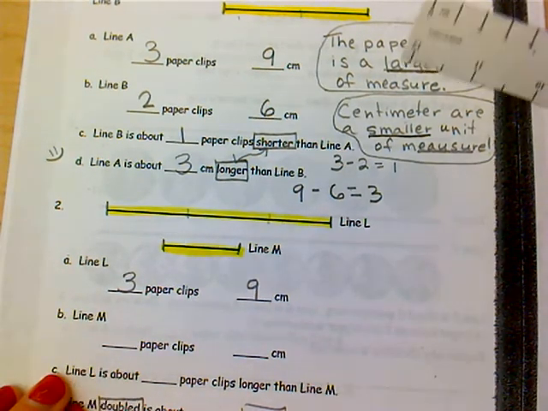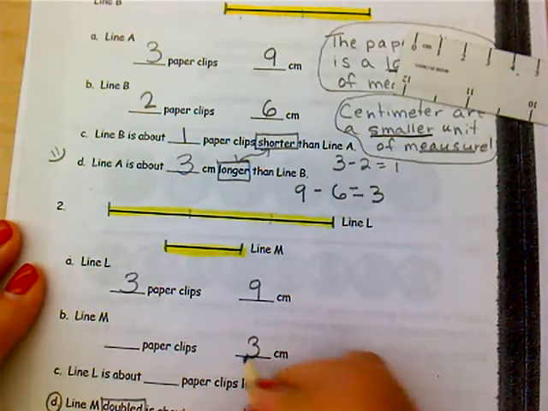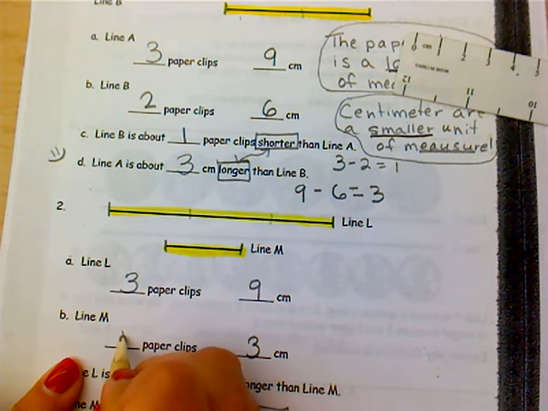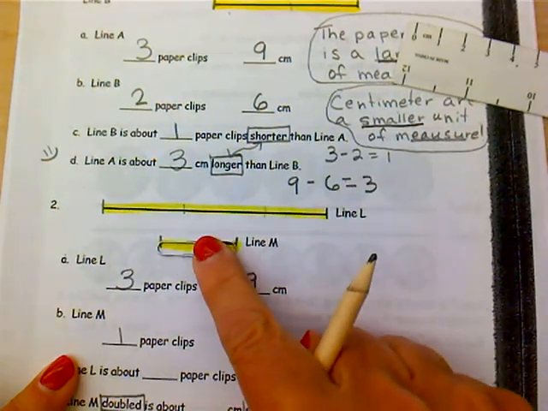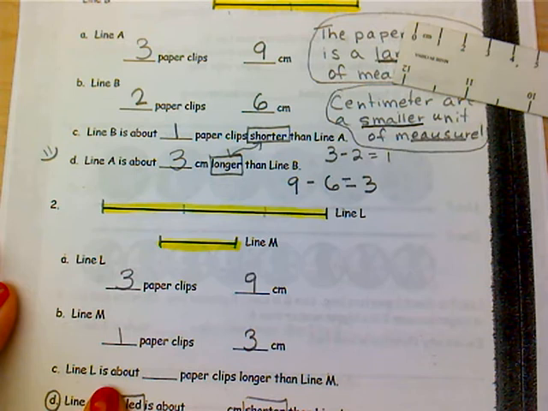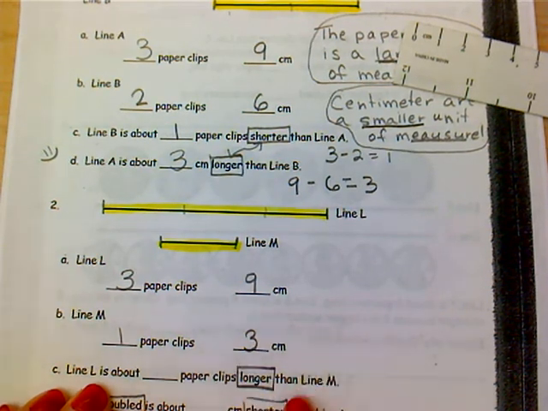And about line M, I got 3 centimeters. And how many paper clips did you get for line M? Well, I don't know about you, but I only got 1. It's not too much bigger than just 1 paper clip. In fact, it's almost exact. All right, so line L is about how many paper clips longer than line M.